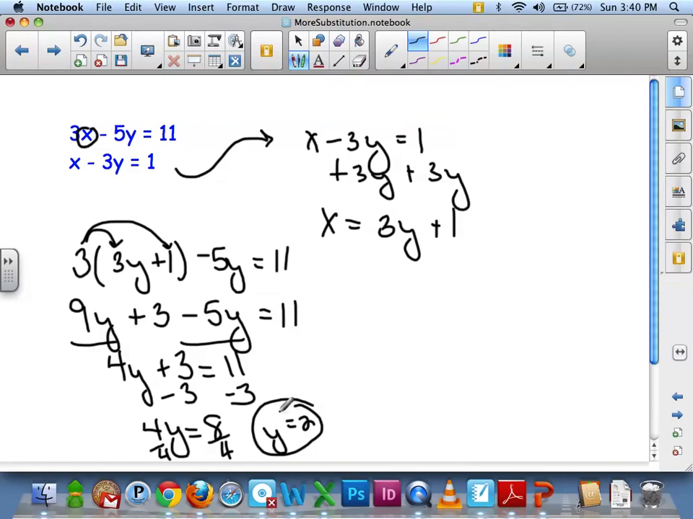So now I've got this y equals 2. You can go in and plug in that y into the equation we solved for x, or either of the original equations. I'm going to choose this x equals 3y plus 1. So I'm going to go x equals 3 times 2 plus 1. So I'm going to have 3 times 2 is 6, plus 1 is 7. So my x is going to equal 7. So my ordered pair is 7, 2.